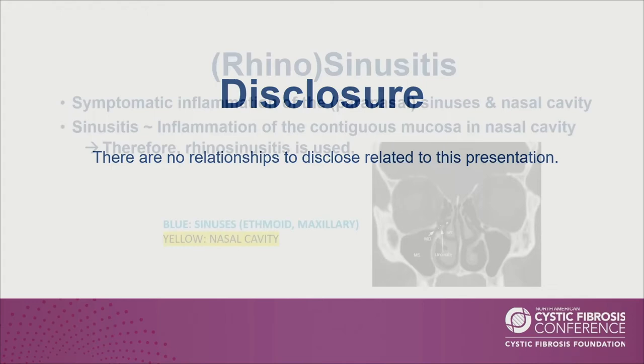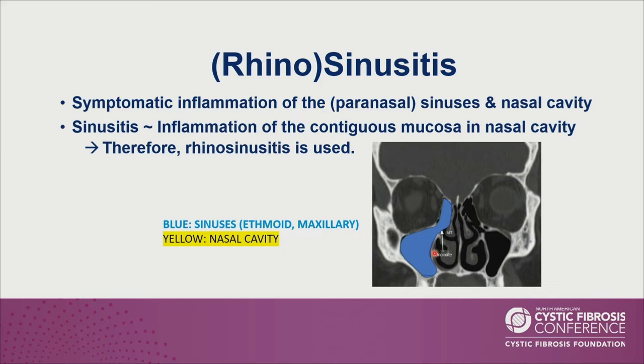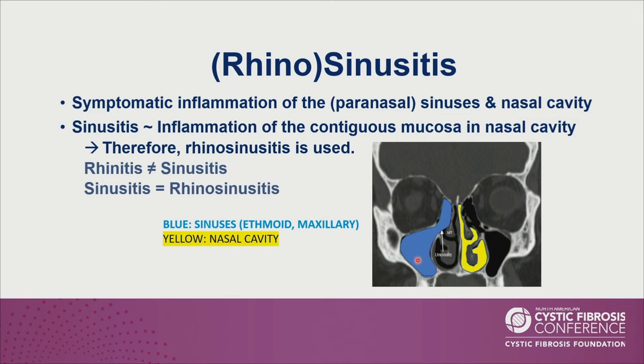Sinusitis is inflammation in the sinus cavity. Here is the ethmoid cavity, and this is a maxillary sinus. Rhinitis is inflammation in the nasal cavity. We sometimes call it rhinosinusitis, which means sinusitis is always accompanied by inflammation in the nasal cavity. However, rhinitis doesn't mean sinus disease.